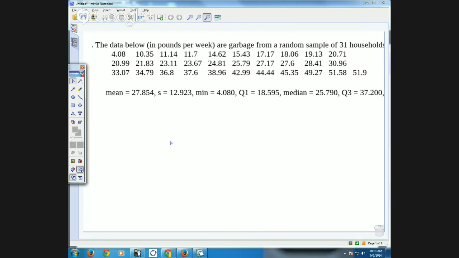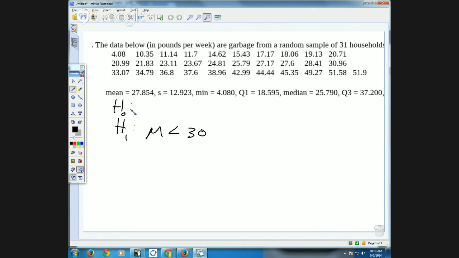Okay, so we are testing the hypothesis. I'm giving you H1 or HA that mu is less than 30 pounds. What would the null hypothesis be here? Mu equals 30 pounds. And I'm going to go with a significance level of 1%.